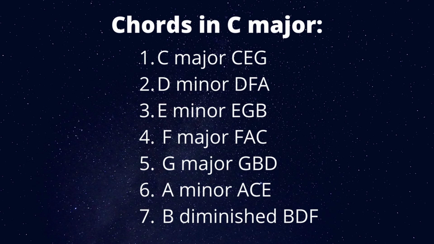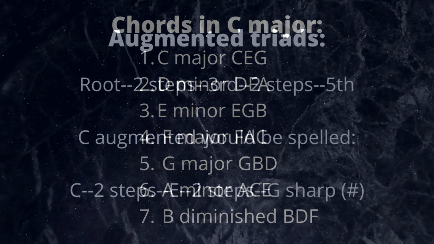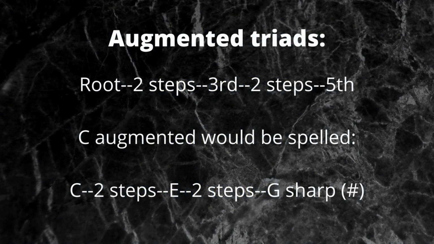There is a fourth type that I just briefly want to address, and that is the augmented triad. Now, this didn't happen naturally in the major scale. It doesn't happen either in the natural minor scale, but there are some scales where you will see augmented triads pop up from time to time. So what is an augmented triad? Well, if diminished is made smaller, augmented is made bigger.